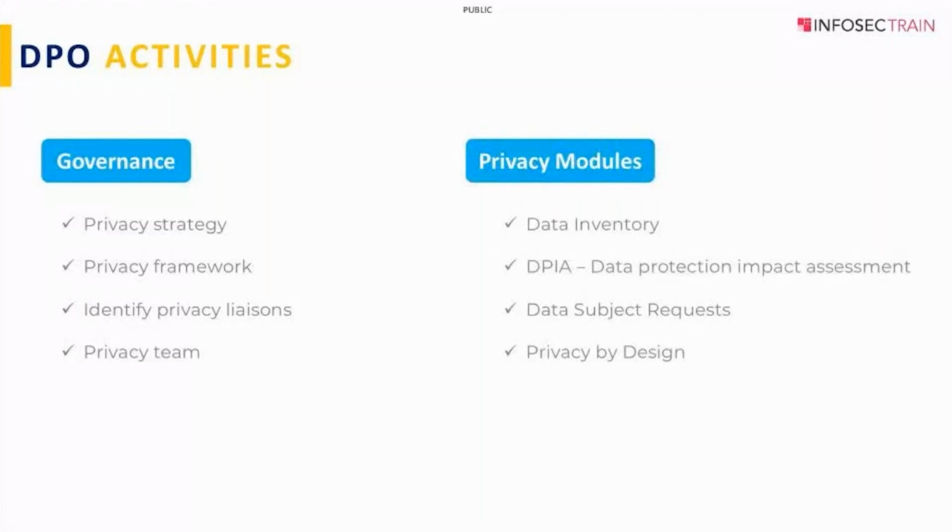In the data subject request, the data inventory will play a major role, because you will know where the incoming and outgoing sources are. There will be a data mapping sheet in the data inventory itself. In privacy by design also, the data inventory will play a very big role, because you will know where the sensitive personal data is located, and you can enforce the privacy by design controls there first. So all these modules need to be implemented as a part of a DPO.